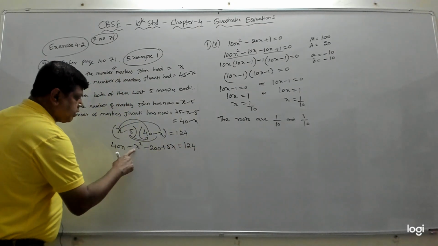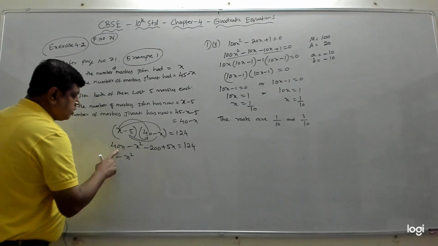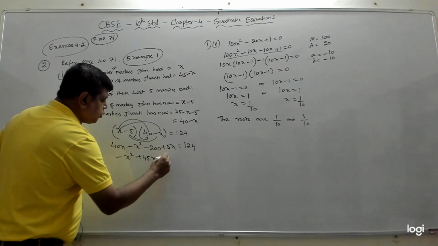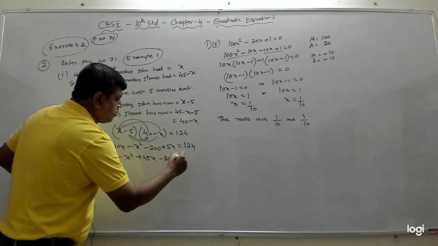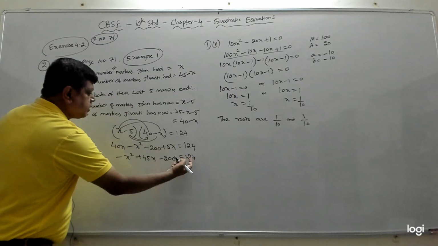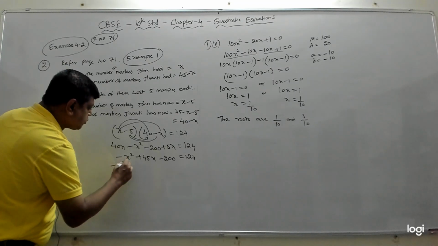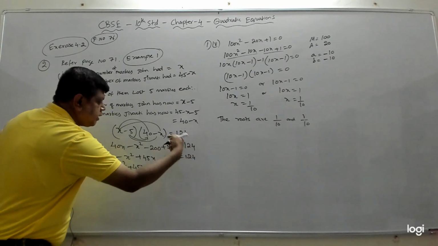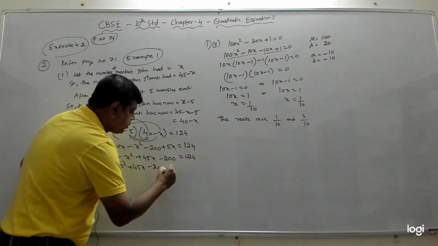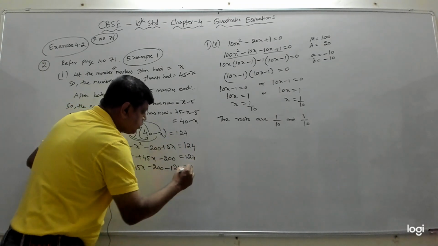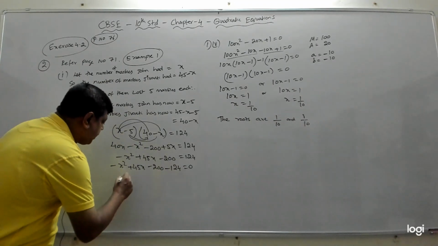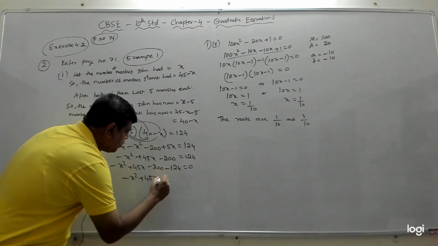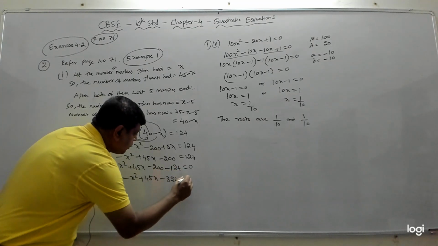Now again, I will write the x square term first, minus x square. 40x plus 5x is 45x, then minus 200, equal to 124. Now I'll bring this 124 to this side, so it will become minus x square plus 45x minus 200 minus 124, which is minus 324, equal to 0.